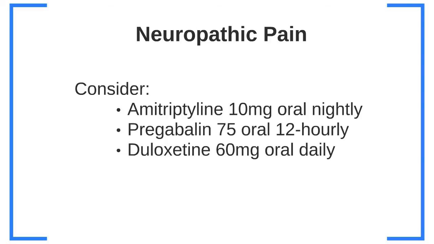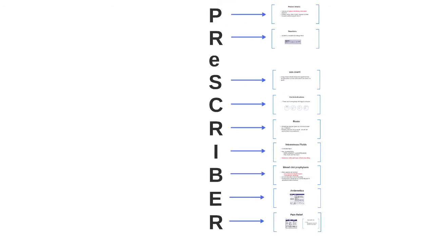Neuropathic pain is treated with a very different range of drugs, and it's important to be aware of a few of these. The most common are amitriptyline and pregabalin, both of which are taken at night and have a sedating effect in addition to their analgesic properties. So, we've reached the end of the prescriber mnemonic. Let's now return to our case and use it to review the question.